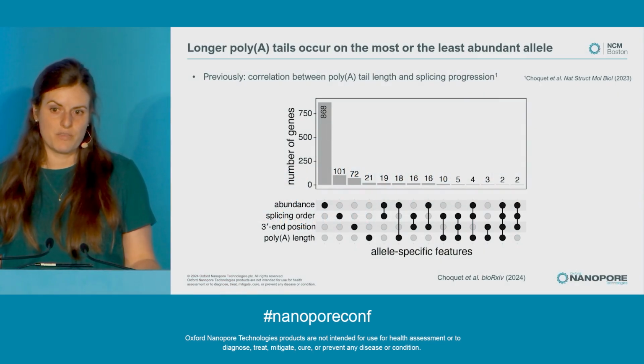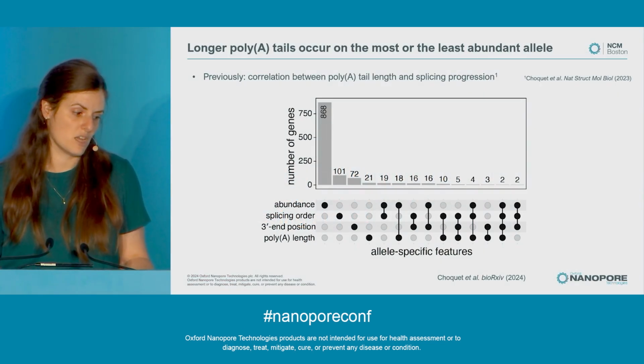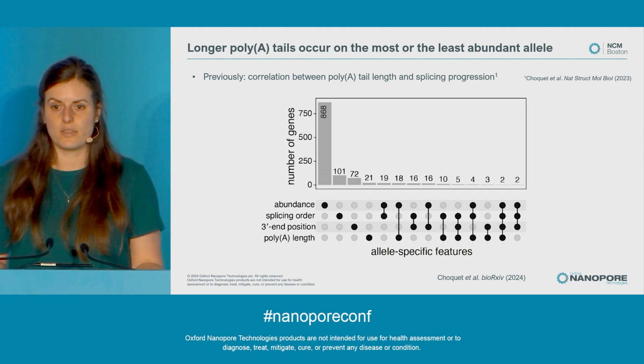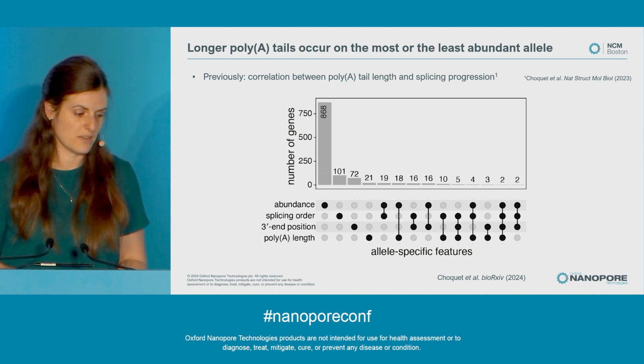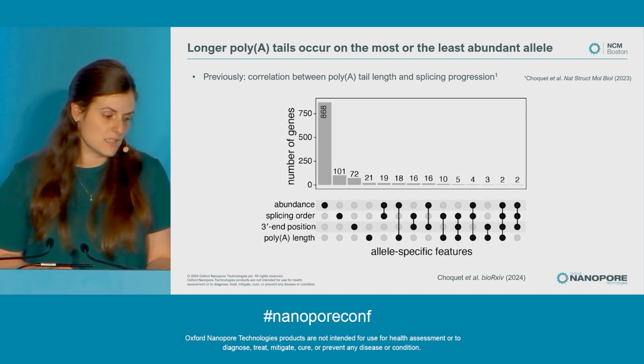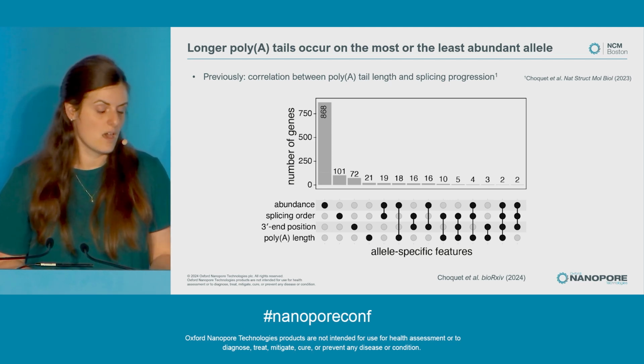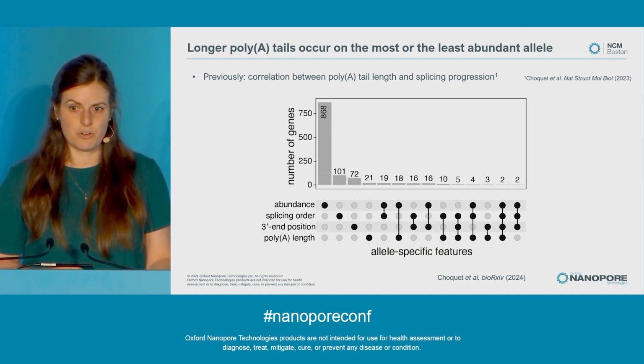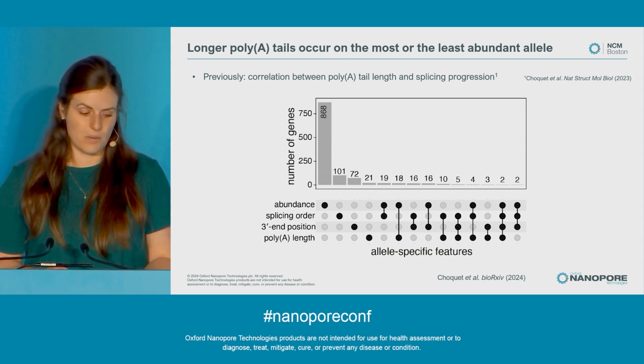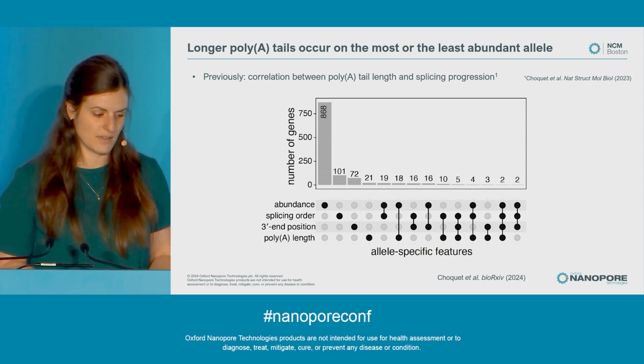And this was in part motivated by our recent observation that nascent poly-A tail lengths correlate with splicing progression on chromatin. So for all genes for which we had sufficient coverage, we compared allele-specific abundance, splicing order, which is a measure of splicing progression, as well as 3' end cleavage position and poly-A tail length.